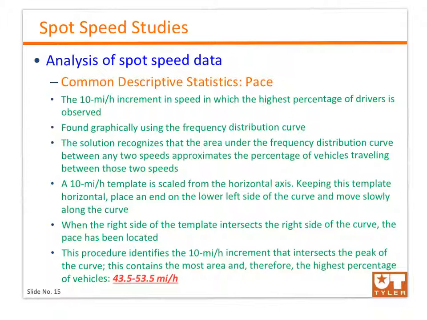The way to get it is, you would have a 10 mile per hour template scaled on the horizontal axis. Keeping this template horizontal, you place it at the lower left side of the curve and move it slowly along the curve. When the right side of the template intersects the right side of the curve, then the pace has been located. For example, if you go back to your curve, following this procedure you would see that the 10 mile per hour increment is between 43.5 and 53.5 miles per hour.